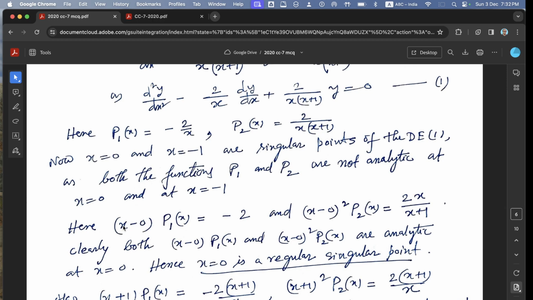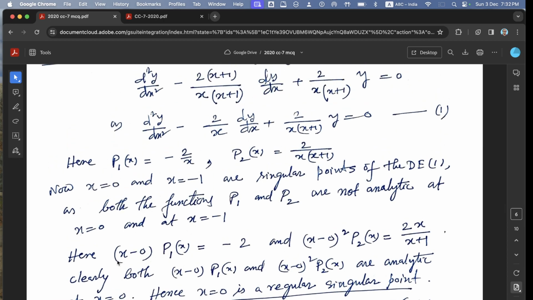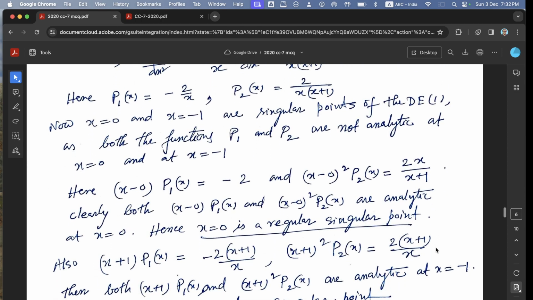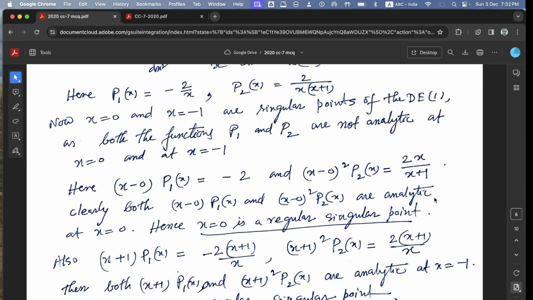Now for x equal to 0, x minus 0 times p1(x) means x into p1(x), that is x into minus 2/x, so it equals minus 2. And x minus 0 whole square p2(x) means x square into 2/(x plus 1), so the x cancels, giving 2x/(x plus 1). So obviously x minus 0 into p1(x) and x minus 0 square p2(x) are both analytic at x equal to 0. So x equal to 0 is a regular singular point.